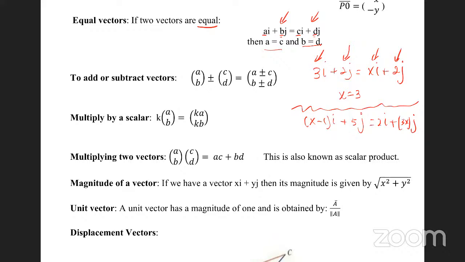Right? Tell me what you get for X and tell me what you get for Y. These two are vectors.